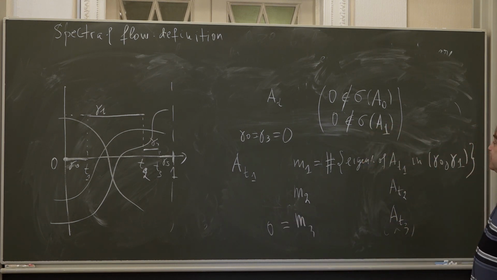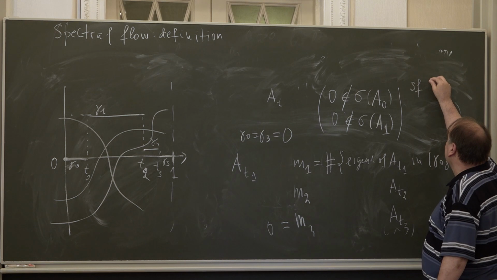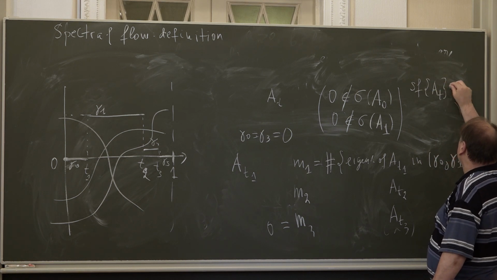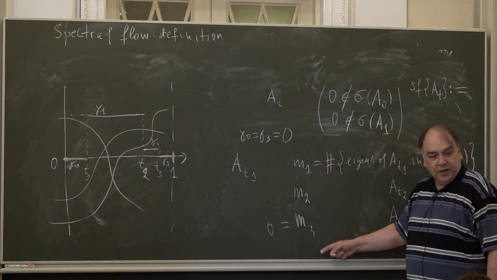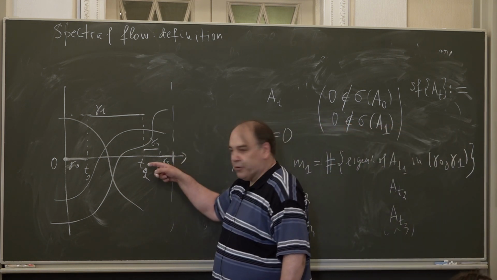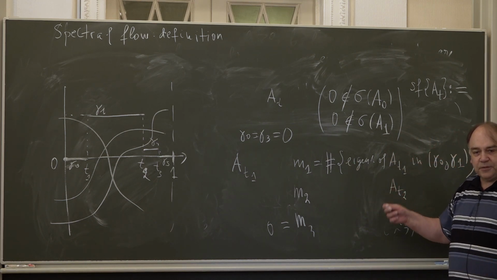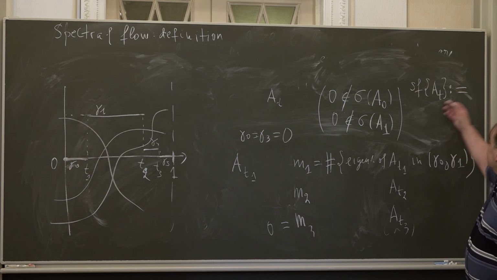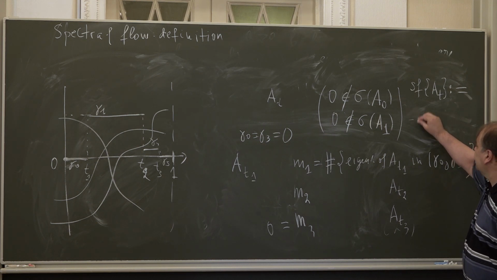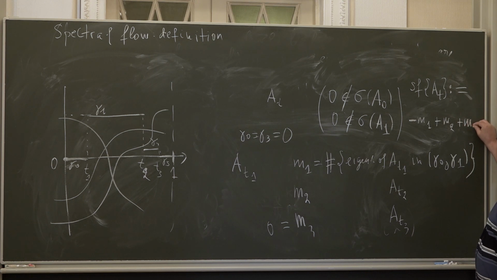So we have these numbers, and then I define the spectral flow in this way. Spectral flow of A_t, by definition, is the following. I take all these m's, which correspond to downward jumps, and take them with the plus sign. And I take all those m's, which correspond to the upward jumps, and take them with the minus sign. So this will be, in this specific example, minus m1, minus m1, plus M2, plus M3. And this will be the notion of spectral flow.